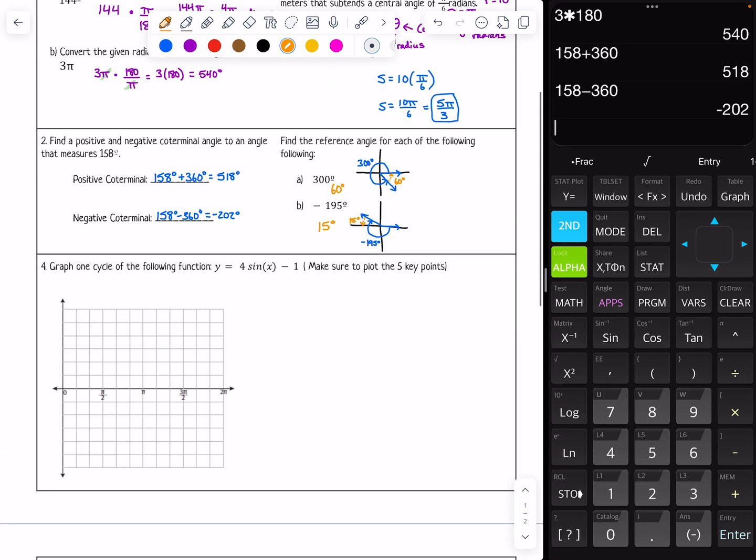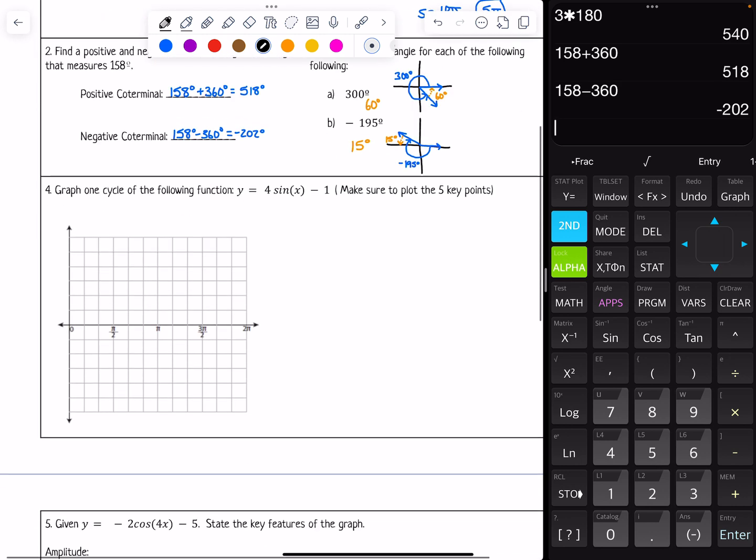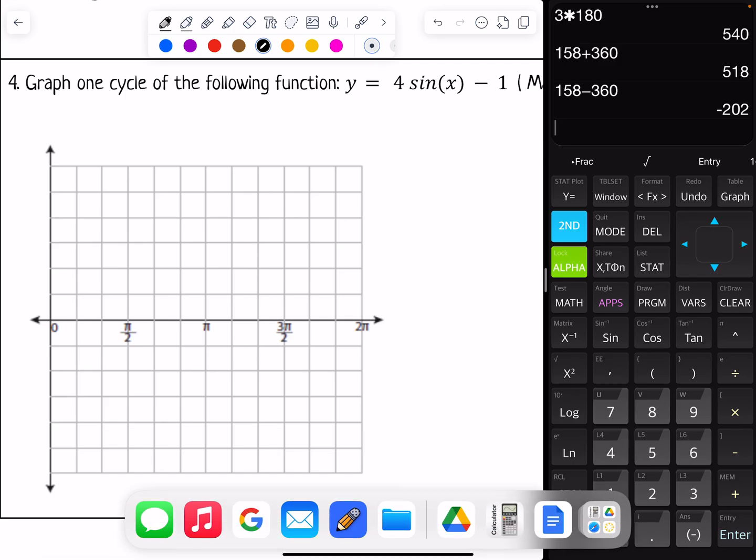And let's see, that'll be also number 3. So I'm just going to change that to be a number 3 right there. Number 4 says graph one cycle of the following function: y equals 4 sine of x minus 1. So what we can do is type this into Desmos.